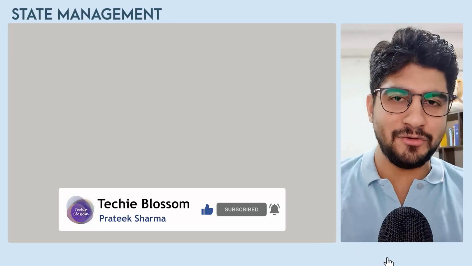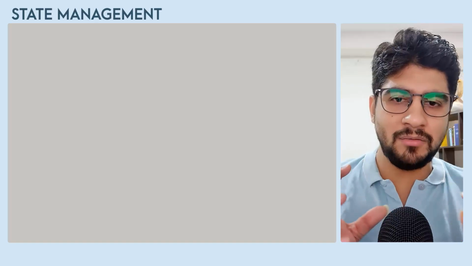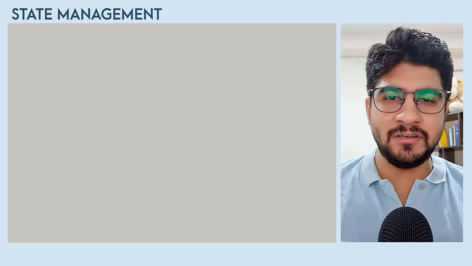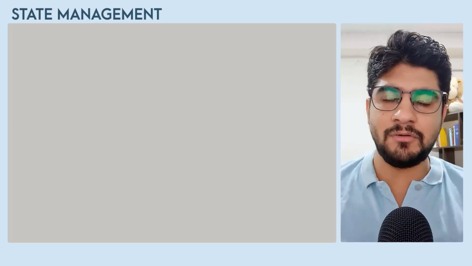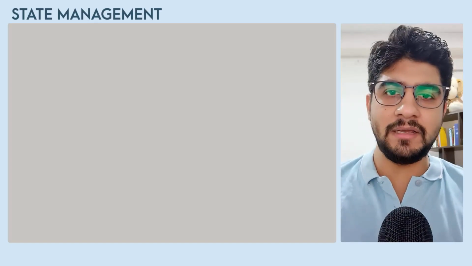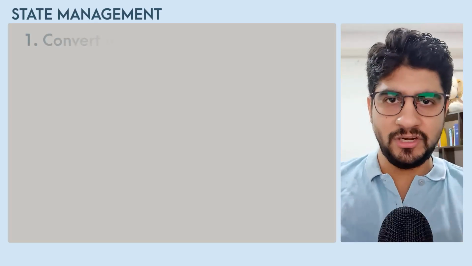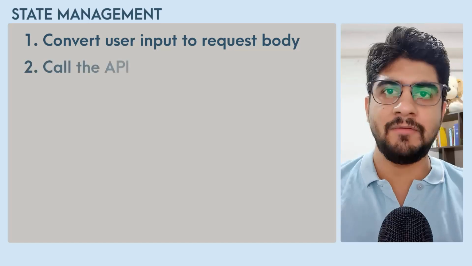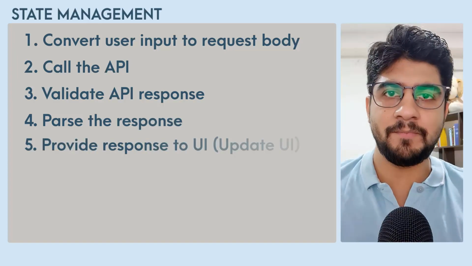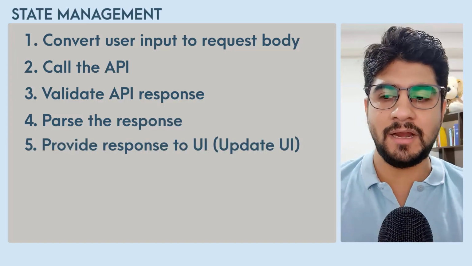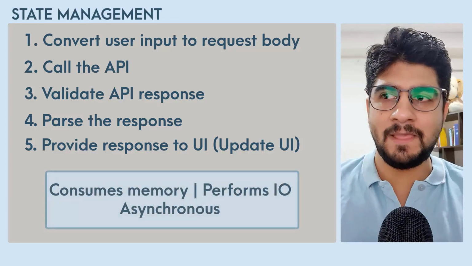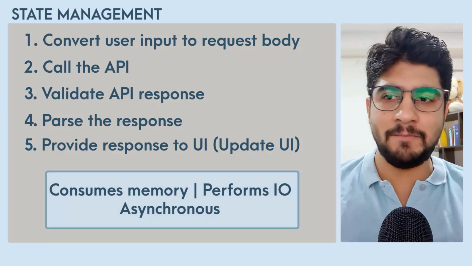So let's consider a scenario of how much work the Android application is doing when you fetch players from a player API. Just take an example. You are fetching number of players from a player API. From the time the user triggers this action, the app broadly does these following steps: convert user input to the request object, call the API, validate the response from the API, parse the response, provide the response to the UI. 5 steps it did, and I have talked in a very abstract manner, but these all steps are memory consuming, IO, and they will take time.